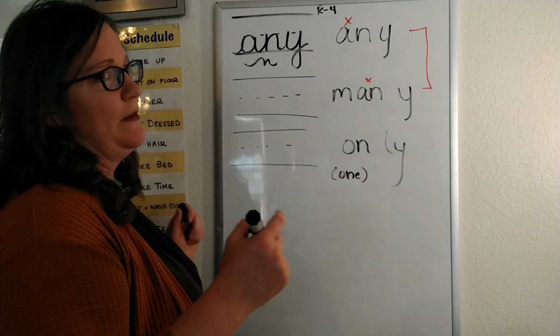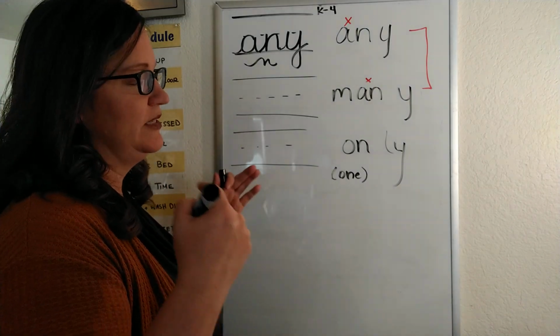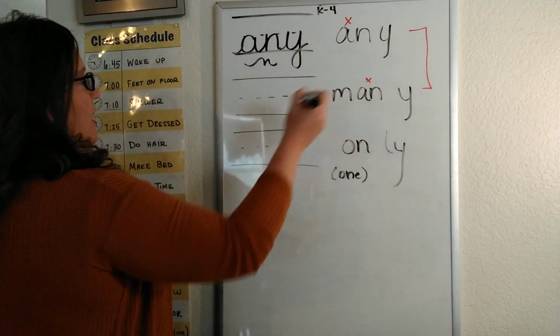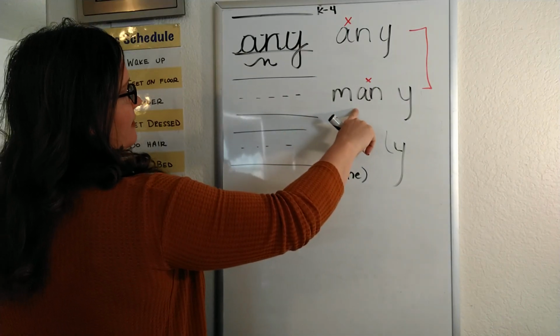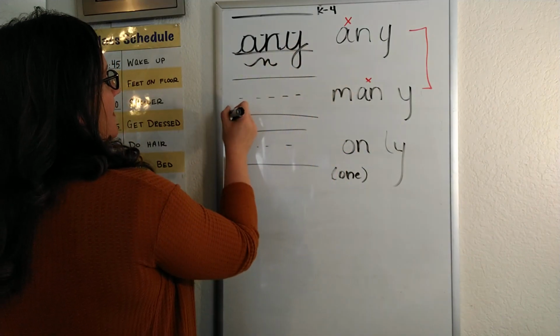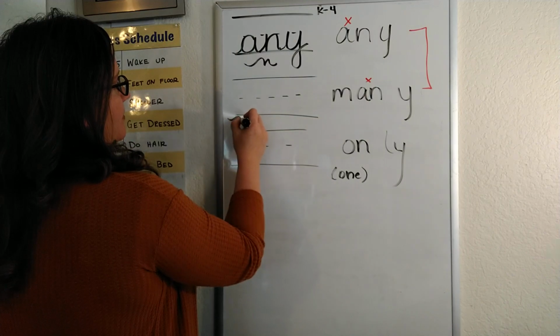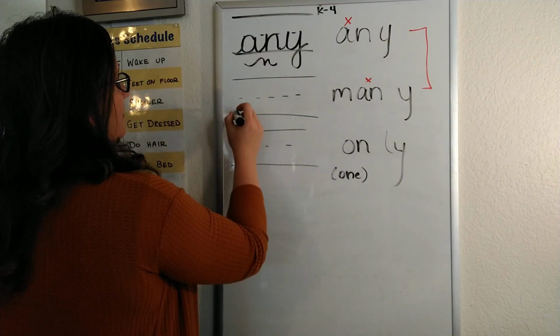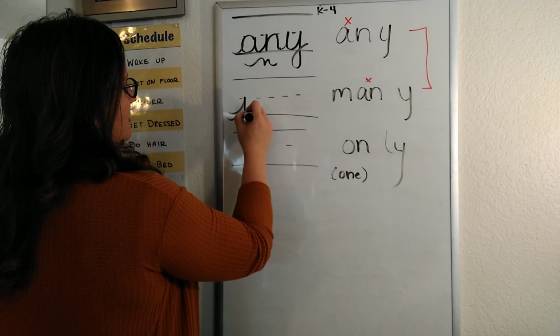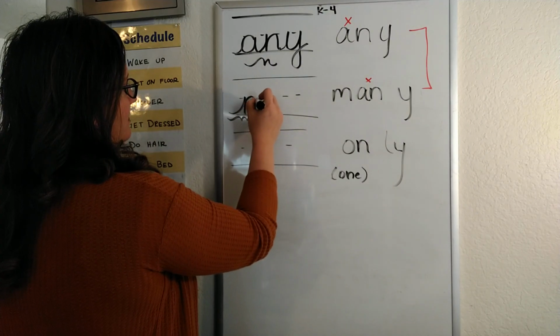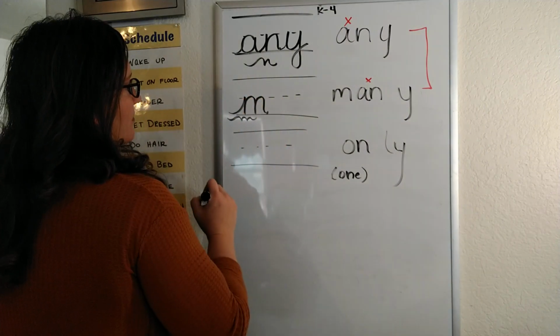Some of these, if you're not picking up the rules, it's okay. You might just need to memorize a couple of these. Many. We're going to write it uphill for your M. It could be a bump, but we're going to do it uphill. Uphill to midline, back to baseline, bump at midline, back to baseline, bump at midline, and tail.